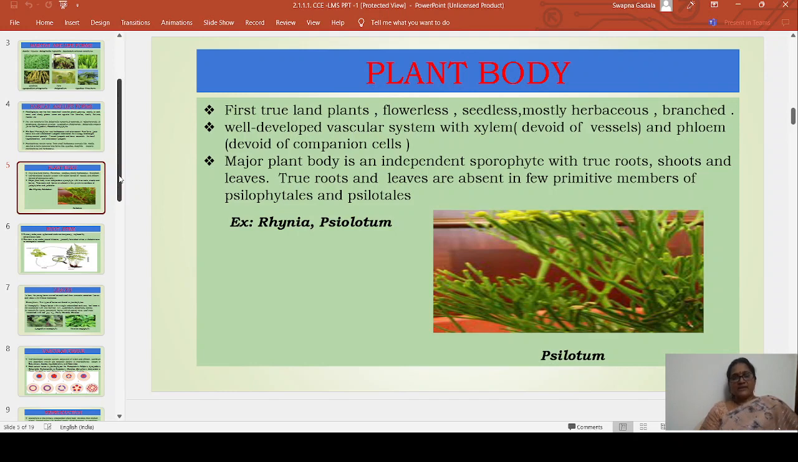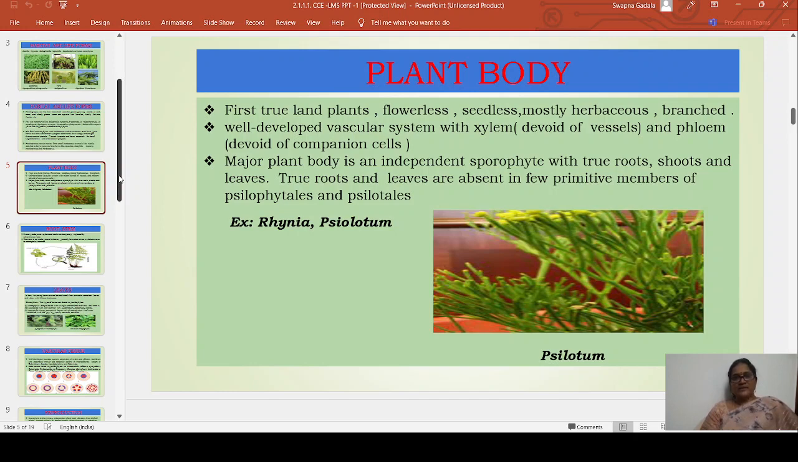The major plant body in the pteridophytes is known as the sporophyte, which is independent and has true roots, shoots and leaves. In a few primitive pteridophytic groups like Psilophytales and Psilotales, for example Rhynia and Psilotum, true roots and leaves are absent. You can see the image of Psilotum, in which the true leaves are absent and true roots are absent.